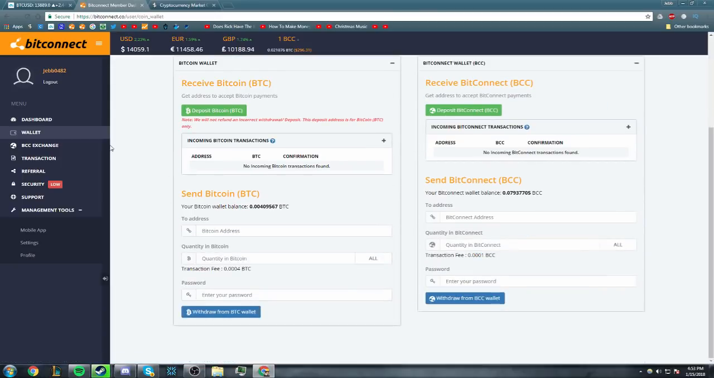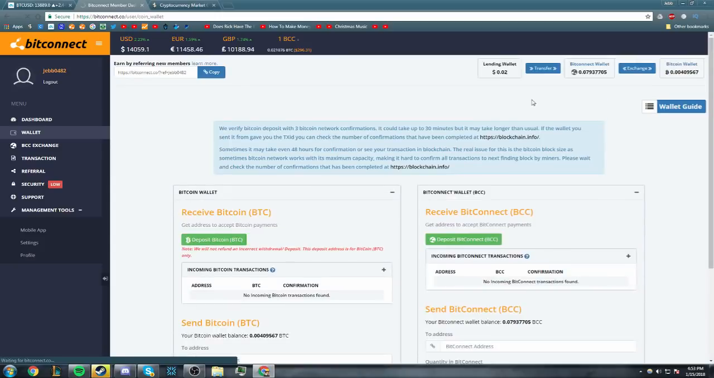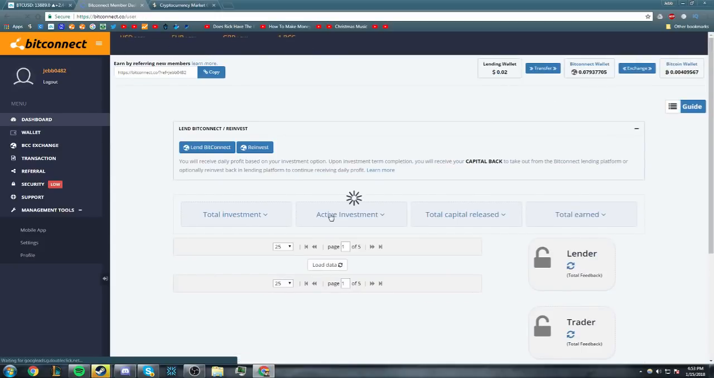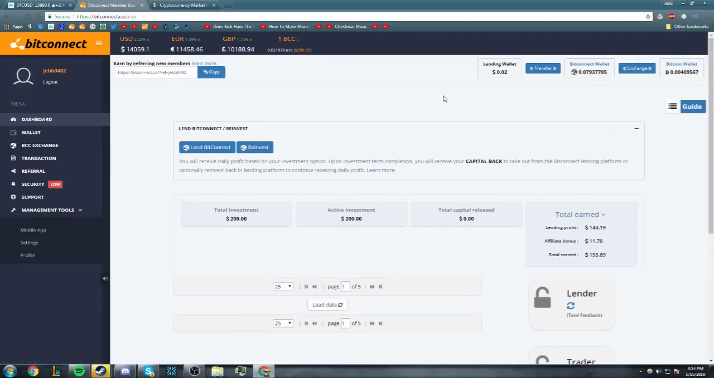It's that simple. I had about $4 sitting in my lending wallet a little while ago. I only have $200 invested, so I have some skin in the game. $200 is about 22% of my cryptocurrency position, and on top of the Bitcoin I'm holding in BitConnect coin, about 30% of my position is in the BitConnect website. So I was definitely not wanting the website to go down.